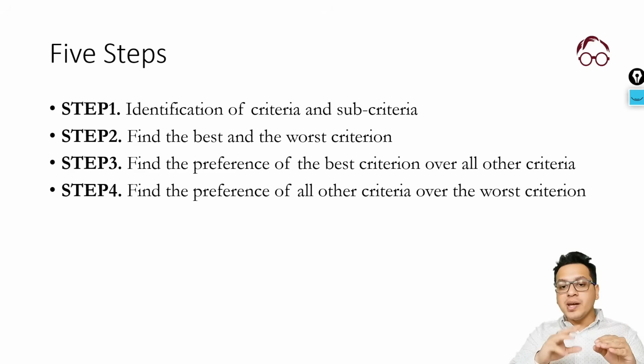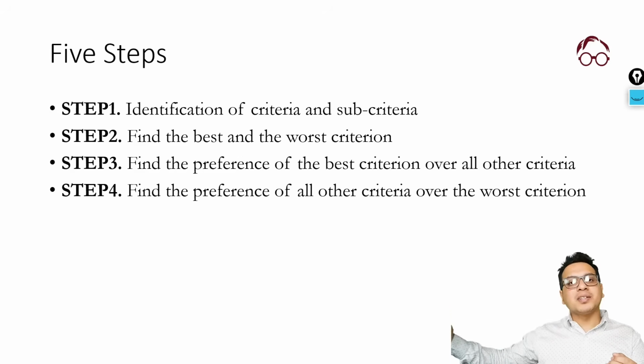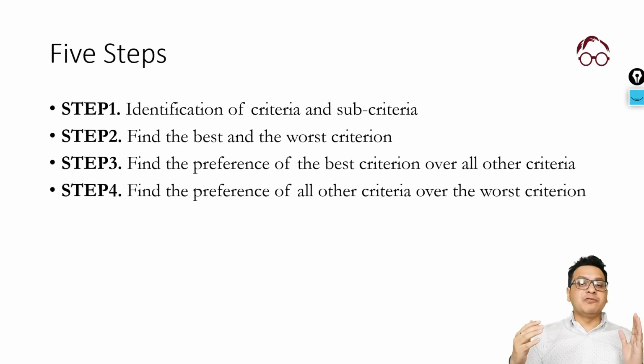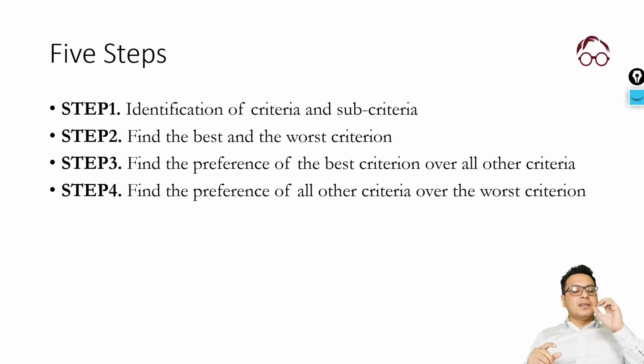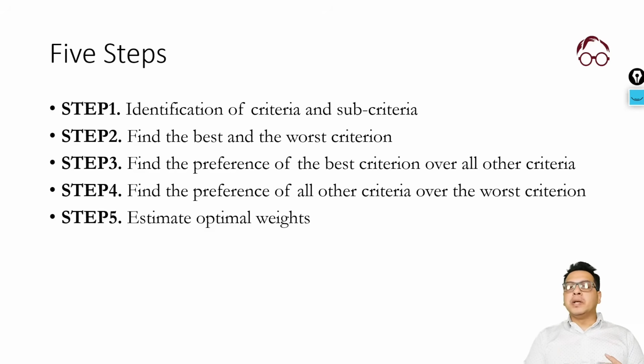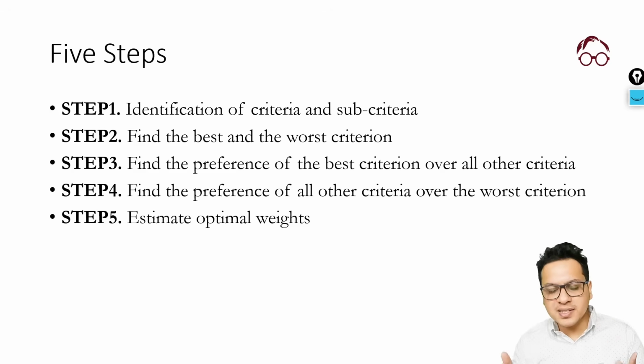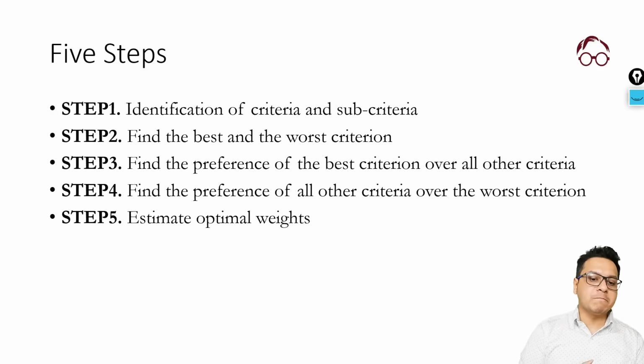And here in step 3, when we compare the best criterion to all other criteria, this part will form the best-to-others vector, something we report in the paper. And then in step 4, when we compare all other criteria to the worst criterion, this part will give us the data for the others-to-worst vector, which we also report in the papers. And then in the end, we will use the solver and we will get the optimal weights for all the criteria and sub-criteria. So that's the idea here.